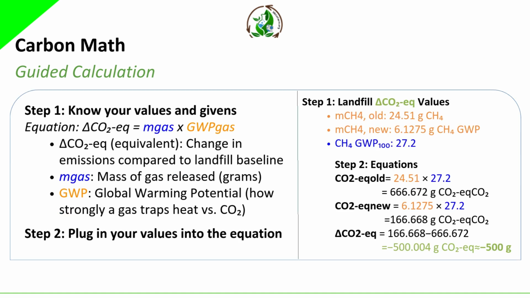We can also calculate for bokashi or biochar. Bokashi at minus 200 grams per kilogram means 10 kilograms avoided per day. Biochar at minus 450 grams per kilogram means 22.5 kilograms avoided per day. You can see clearly that biochar has the biggest potential. But all three are big improvements over landfill.